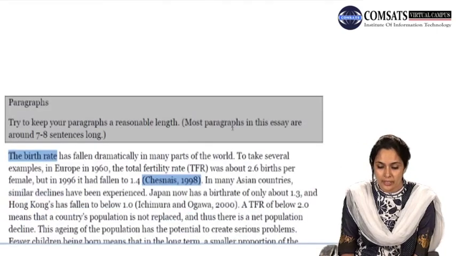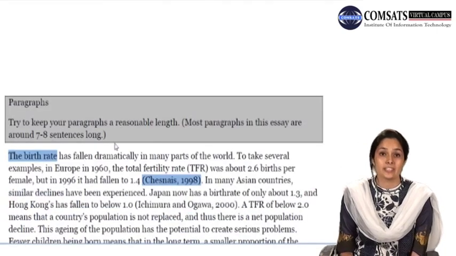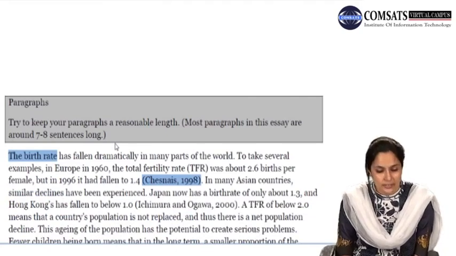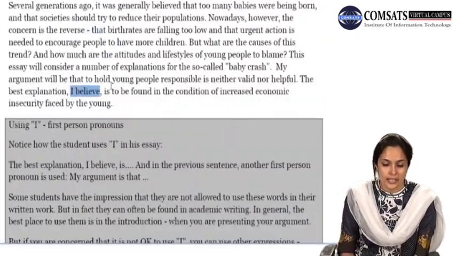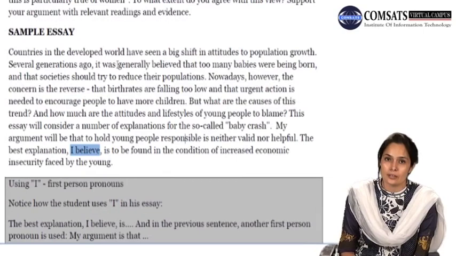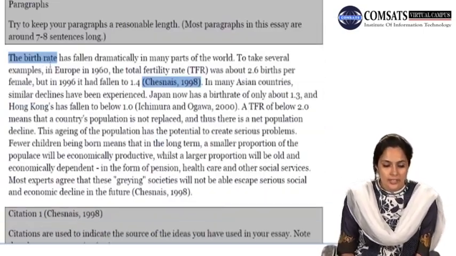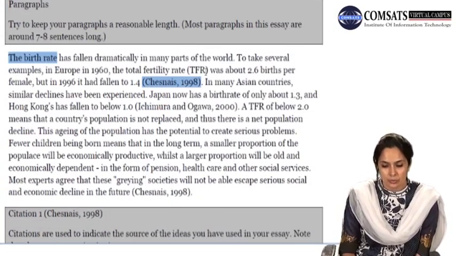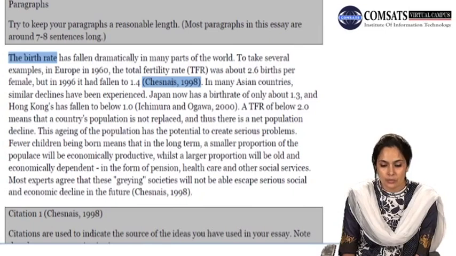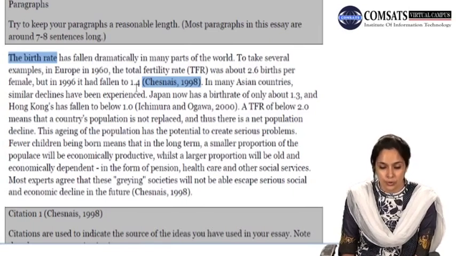So most paragraphs in this essay are about 7 to 8 sentences long. It's not lines, it's 7 to 8 sentences long, and that is an ideal length for a paragraph in such a long essay. Now the birth rate has fallen dramatically in many parts of the world. To take several examples, in Europe in 1960 the total fertility rate was about 2.6 births per female, but in 1996 it had fallen to 1.4. And then this reference has been given.